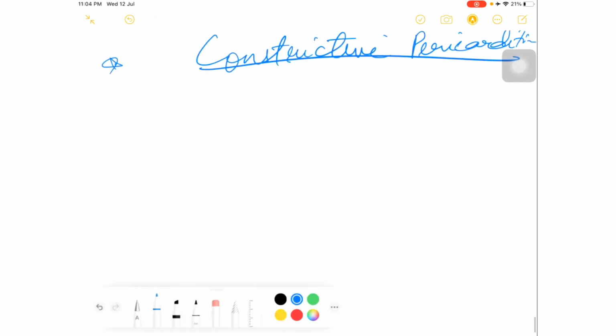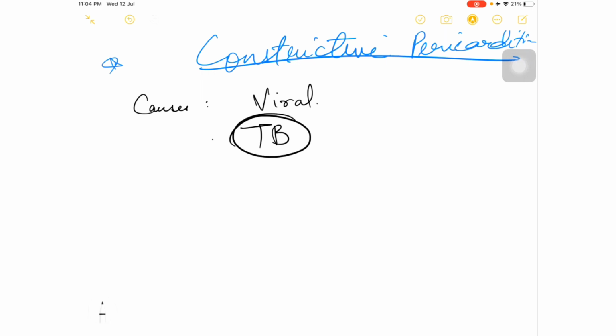What are the causes, first of all? Viral, TB. Very good. TB is very, very high yield. Some Asian patient would be given. A patient coming from China, coming to you now with pulsus paradoxus, fatigue, dyspnea, JV distension, all those things. Constrictive pericarditis. What else?